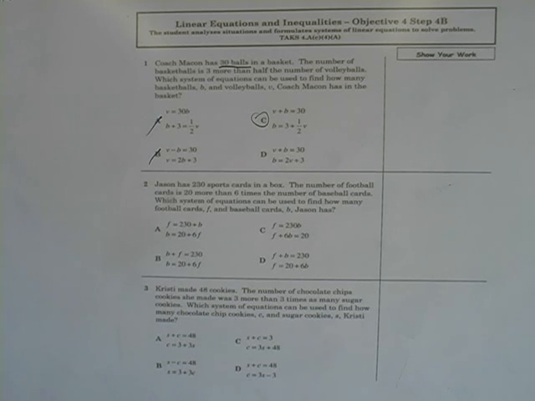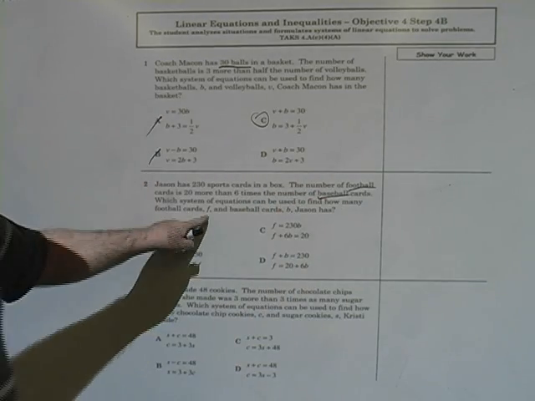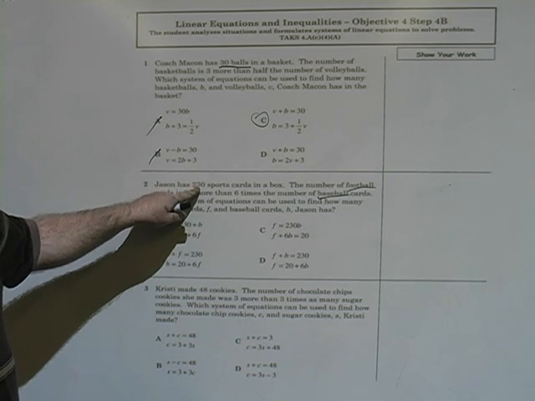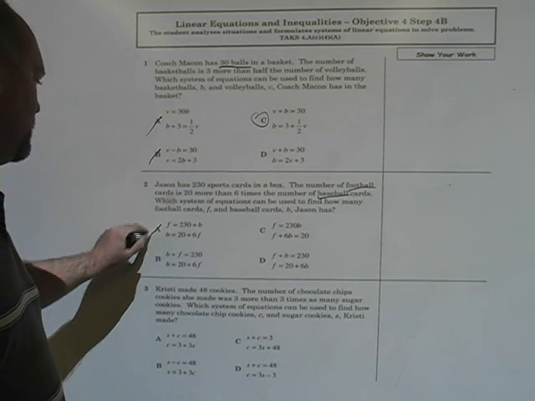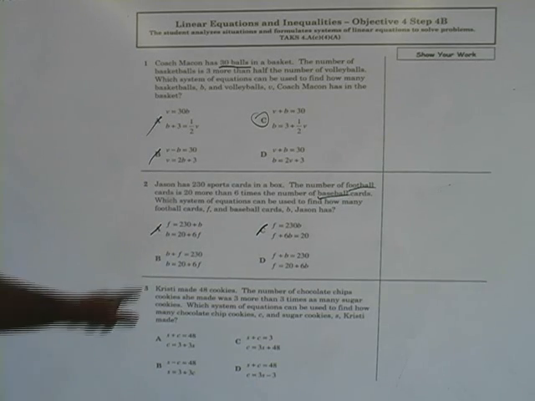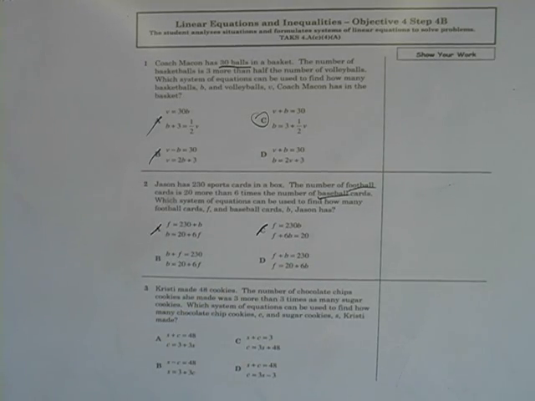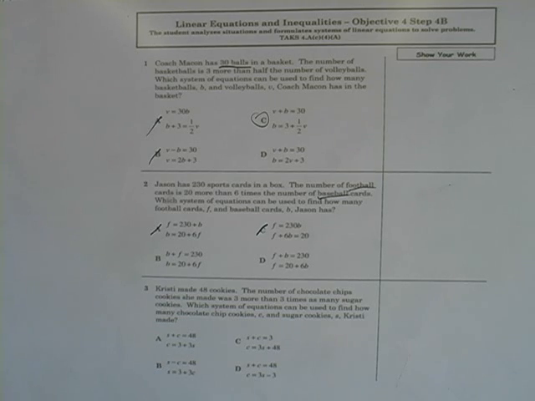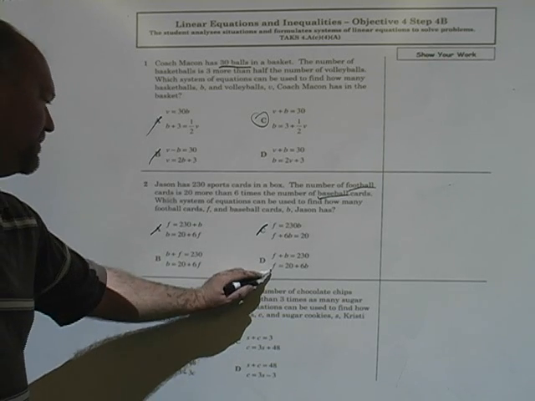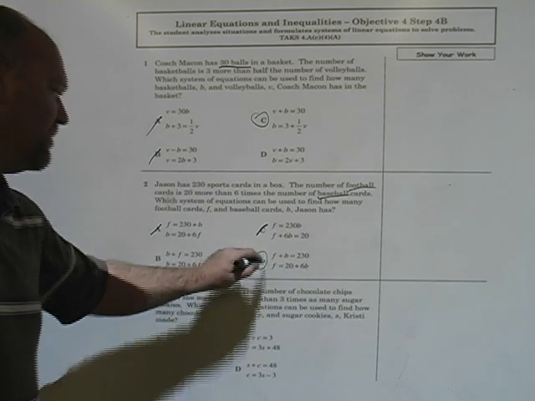Jason has 230 sports cards in a box. And it looks like they're all football and baseball. So F and B. He has a total of 230, so F plus B is 230. Rule out those two. These both have F plus B is 230. We're also told that football is 20 more than 6 times baseball. Right there.